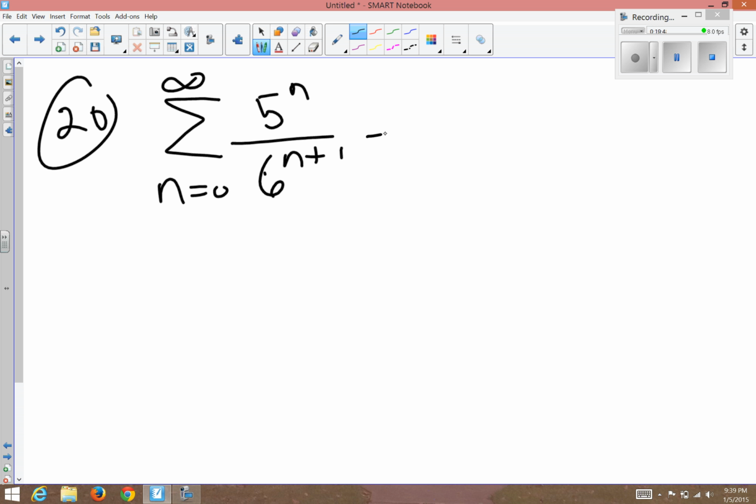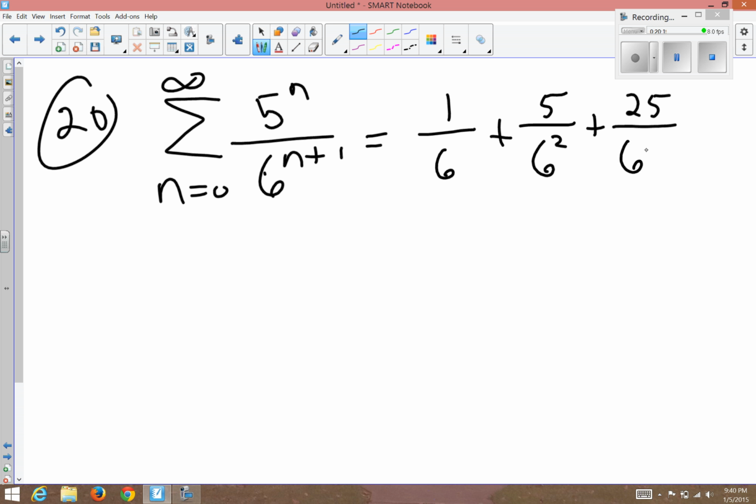If n is 0, 5 to the 0 is 1, 0 plus 1 is 1, 6 raised to that is 6. So sigma means plus. Now, I already made n 0, now we're going to make n 1: 5 to the first over 6 to the second, plus. So we made n 0, then 1, now n is 2: 5 to the second over 6 to the third, and so on.